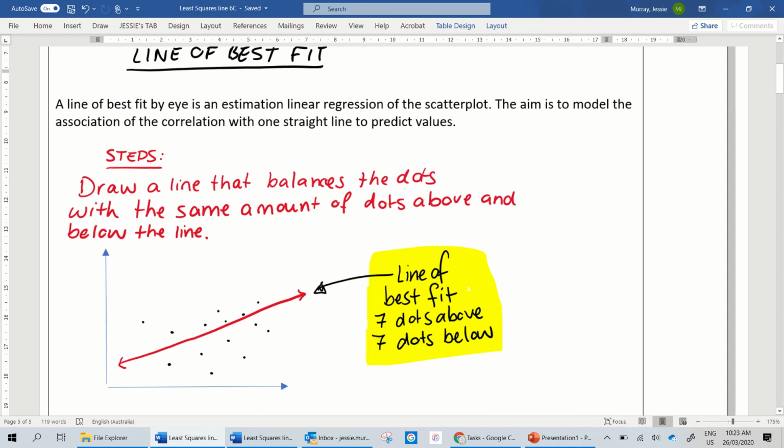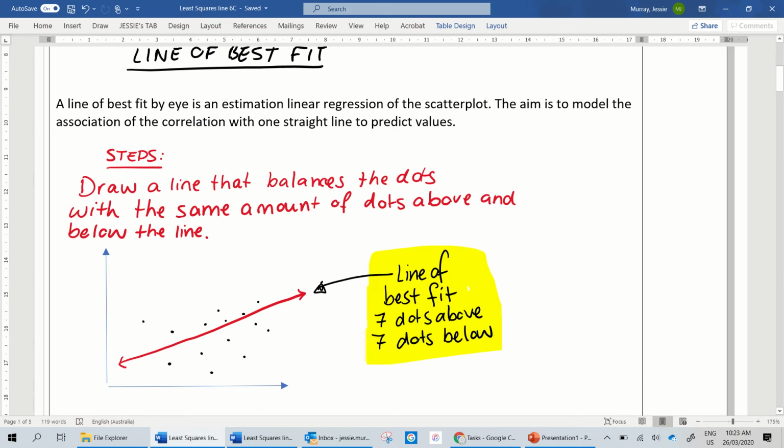And when I say that, it means if there are big outliers or a huge cluster, sometimes your line will go through dots. But the idea is you want to draw a line that has, as best as you can, the same amount of dots above and below. So you can see here that in my scatter plot, I have filled in this line of best fit as best as I can, where there are 7 dots above and 7 dots below.